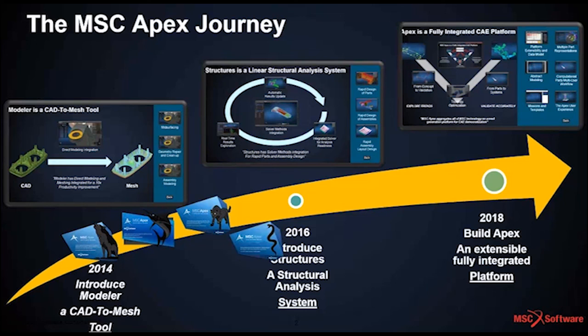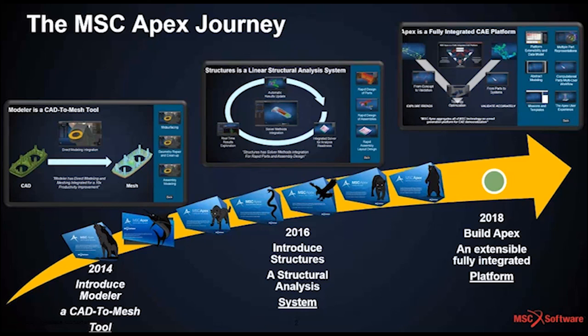Now, after the initial releases, some of the later releases of Apex leveraged the integrated solver in Apex, transforming Apex from not just a CAD to mesh tool, but honestly into a structural analysis system with linear statics, normal modes, frequency response, and in fact the most recent release of Apex, which is the Grizzly release, adds new simulation capabilities for linear buckling, and there'll be more to come of that in the near future as well.